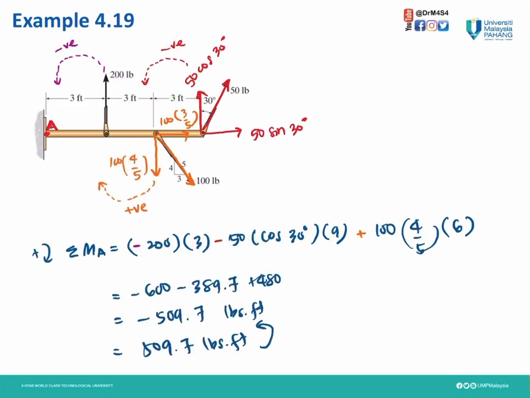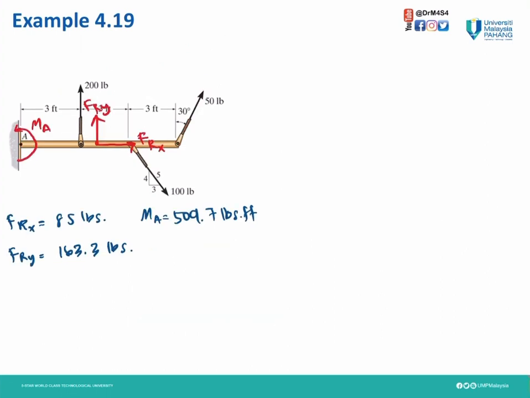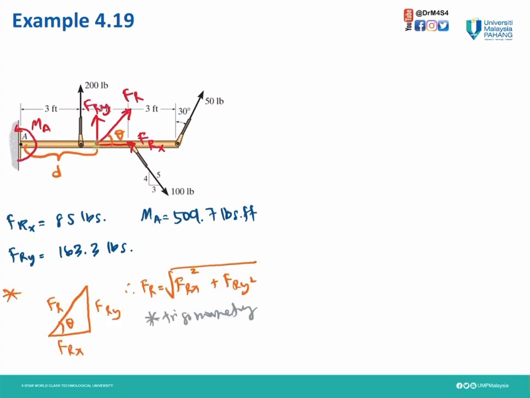So we have the answer is negative 509.7 pound feet, but that one is clockwise. So we convert into positive 509.7. So direction for that is anti-clockwise. Therefore, our MA here is anti-clockwise. So we calculated our FRY and FRX. By knowing our FRX, FRY and MA, we need to find this location, which is we need to find this D.